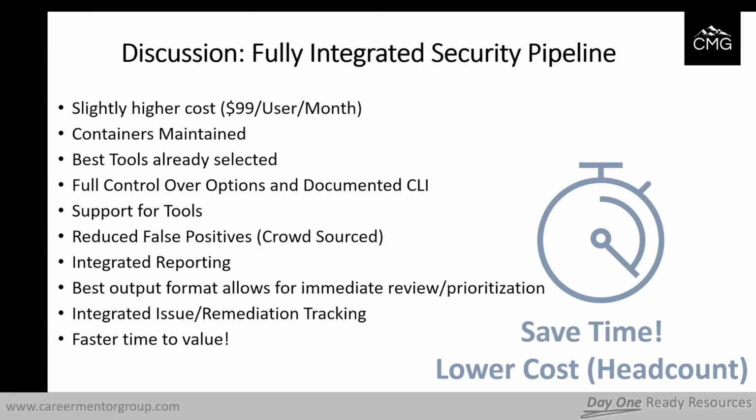The best output format allows for immediate review and prioritization. You don't spend 3 days trying to get a pretty format to find out that your manager only wants to look at a pie chart. What I get here is a simple, easy report that I can deliver, add to Jira, and assign to someone directly. I have integrated issue remediation and tracking. I don't have to use Jira. I could use the built-in tools with GitLab, and it gives me faster time to value. I can be up and running with a fully integrated security pipeline in probably a week, especially if you separate your infrastructure from your application pipeline.